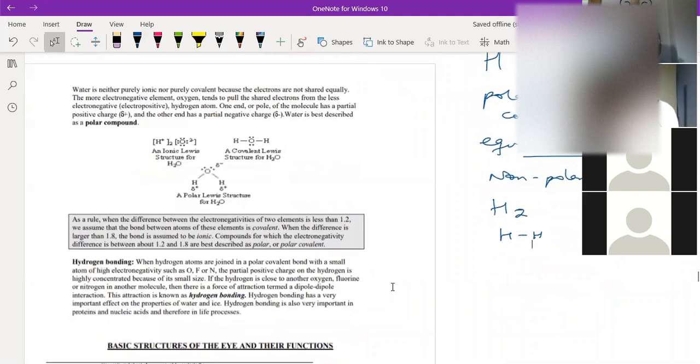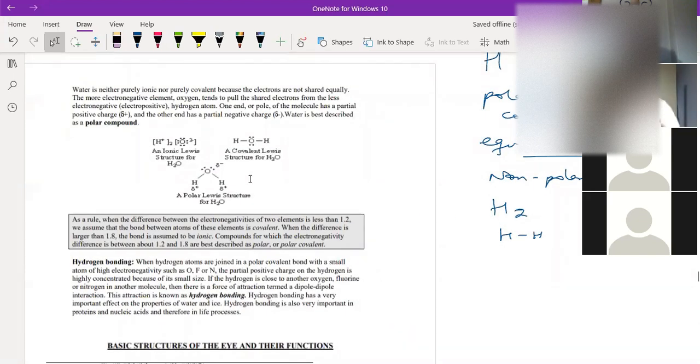All right. And that is what this is talking about here. There's a rule which sometimes we call electronegativity difference. The elements are given numbers, electronegativity numbers. If the difference between the numbers of the two elements is less than 1.2, then we assume that the bond between the atoms is covalent. If the difference is greater than 1.8, then the bond is assumed to be ionic, when you're using those numbers. Compounds for which the electronegativity difference is between 1.2 and 1.8 are best described as polar covalent, like in between. So those are the cutoffs when they're using electronegativity numbers. You subtract them, and depending on where the numbers fall, you can classify the bonds.